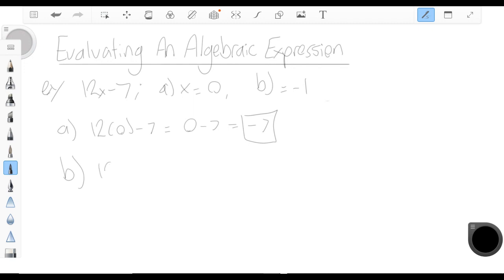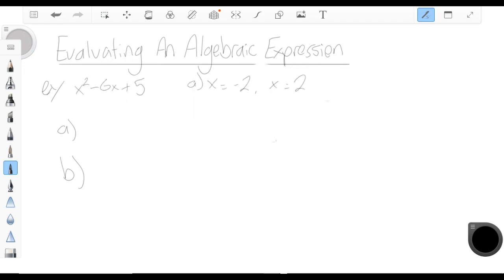So we have 12 times negative 1 minus 7. Well, 12 times negative 1 gives us negative 12, and the minus 7 remains. And negative 12 minus 7 gives us a negative 19. So you can see that we have different outputs of the expression for different inputs of x. And this is going to be very pivotal whenever we study functions.